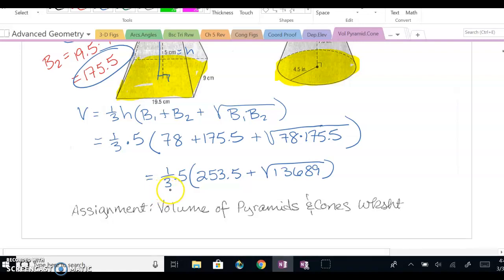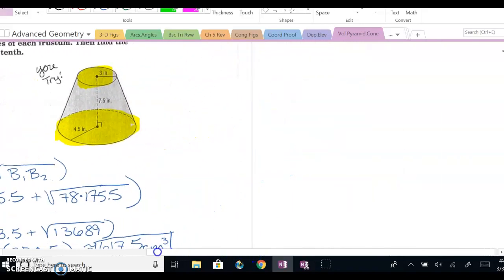So here we have 253.5 plus the square root of 136.89. This is 117, by the way, when you square root it. And so 117 plus the 253.5 comes out to, let's see, 370.5. Then multiply that times 5 times 1/3, and you get 617.5 for the volume of the frustum. So I'm going to let you pause the video and you try, and then we'll come back and look at it together.